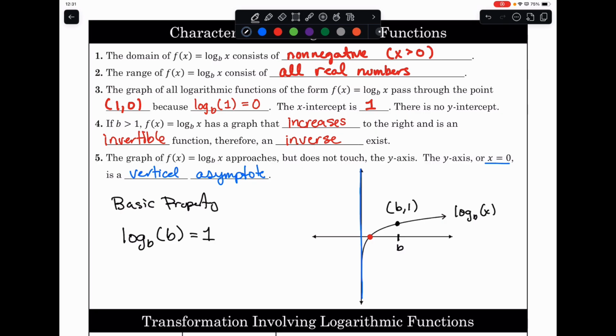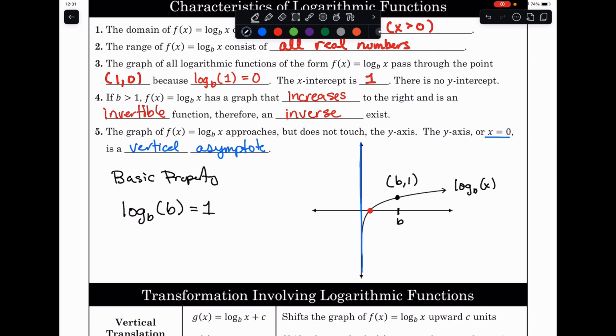So we can use those two key points in order to transform functions by shifting the graph up, down, left, and right, doing vertical dilations, horizontal dilations, and also the reflections, horizontal and vertical reflections, flipping this thing upside down or to the left side of the vertical asymptote.